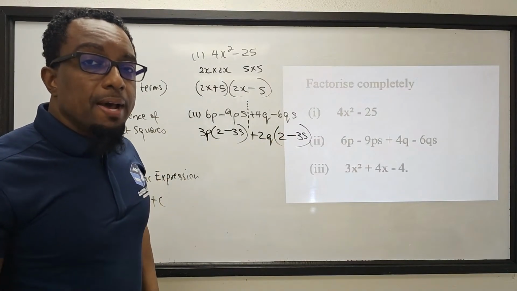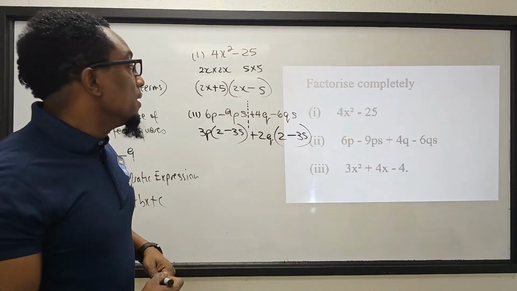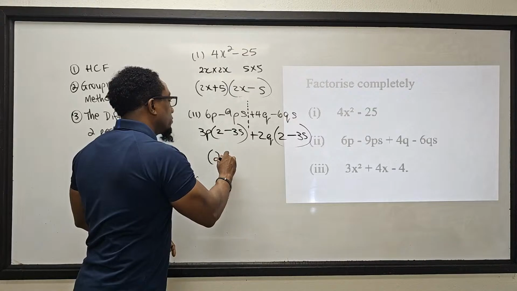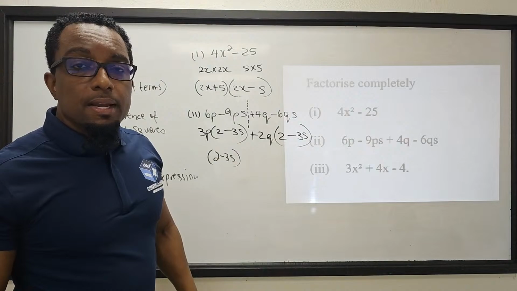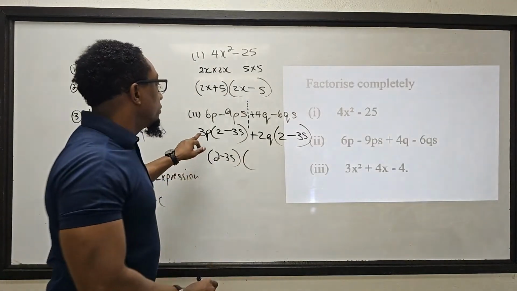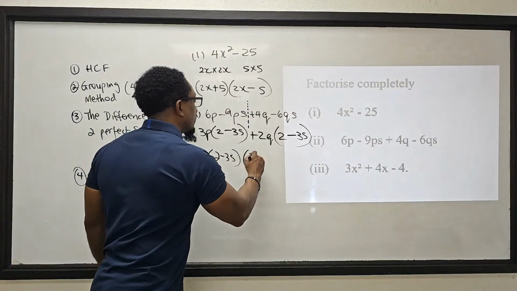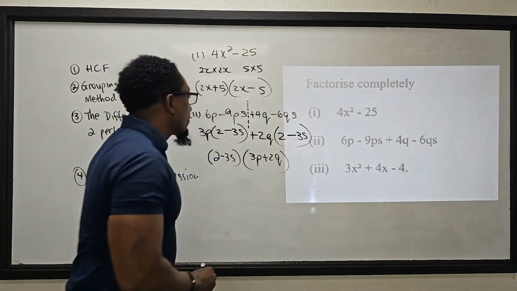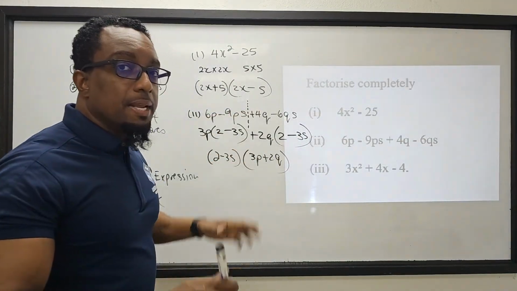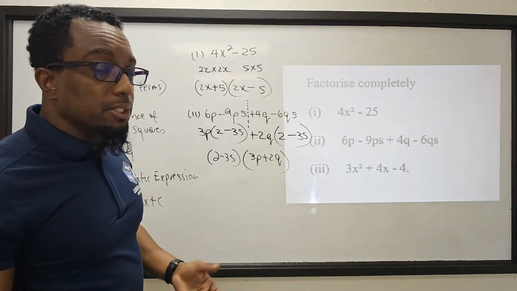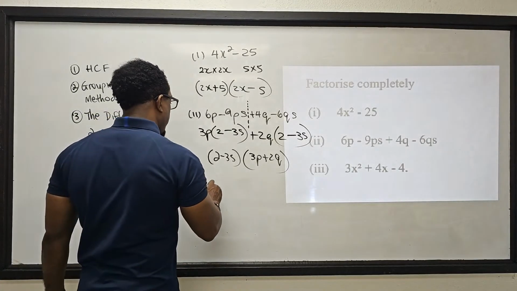So now let's further factorize and get our final answer to represent the expression as a product of factors. So it means I'm going to take out now my 2 minus 3s, because this is common. So you take it out as a factor, and what remains, which is a 3p and a positive 2q, you can place in the other bracket. And you've taken this expression and you've represented it as a product of factors. That's factorization. Yeah? Let's look at the third.